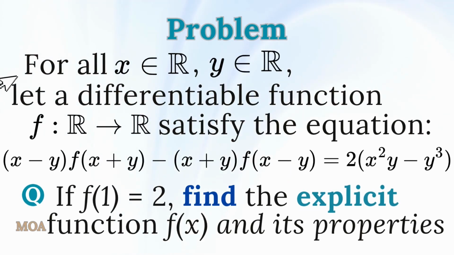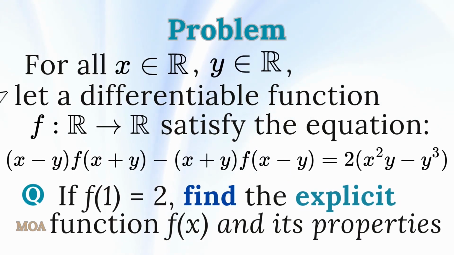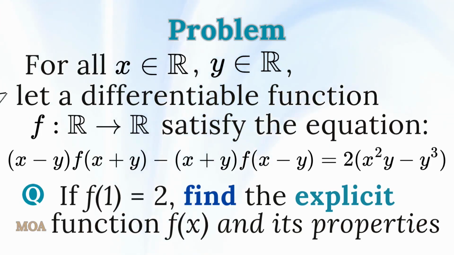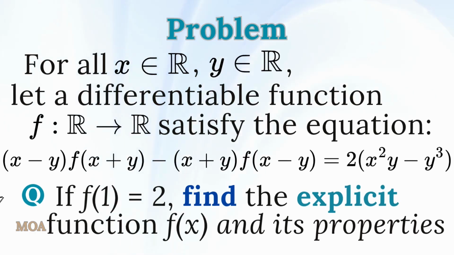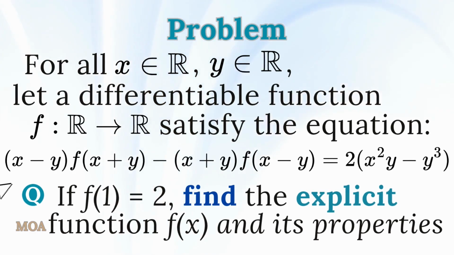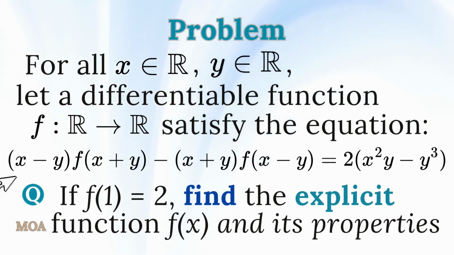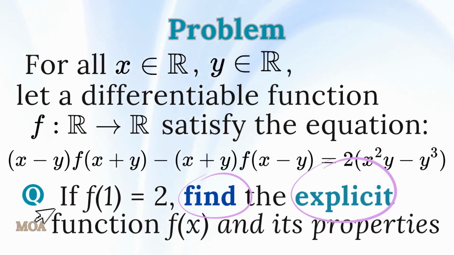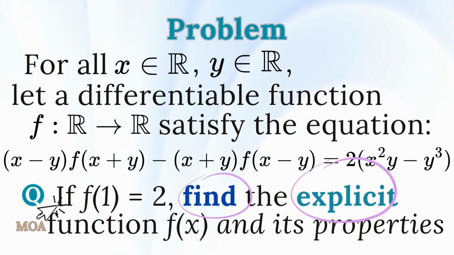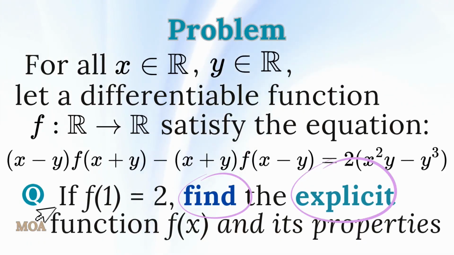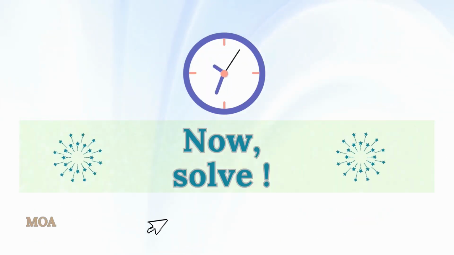Here is our problem statement. For all real numbers x and y, let a differentiable function f from R to R satisfy the equation (x minus y) times f of (x plus y) minus (x plus y) times f of (x minus y) equals 2 times the quantity (x squared y minus y cubed). If f of 1 equals 2, find the explicit function f of x and evaluate its properties. Now, solve.